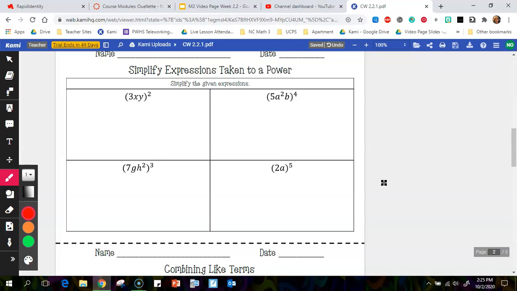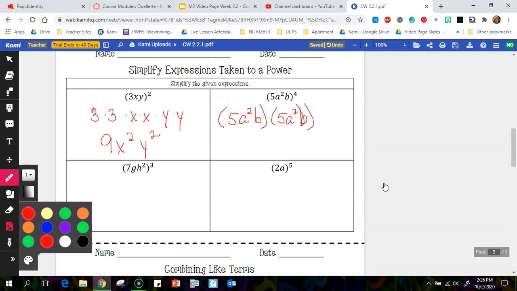So this means 3 times 3 times x times x times y times y, or 3xy times itself. So this is 9x squared y squared, because everything within those parentheses is taken to that second power. Remember, when you have a power to another power, you multiply the 2 times the 4. But we could also write this out like this if it's easier for you. Oops, that would be a b there. And then it's all, that's just too much.